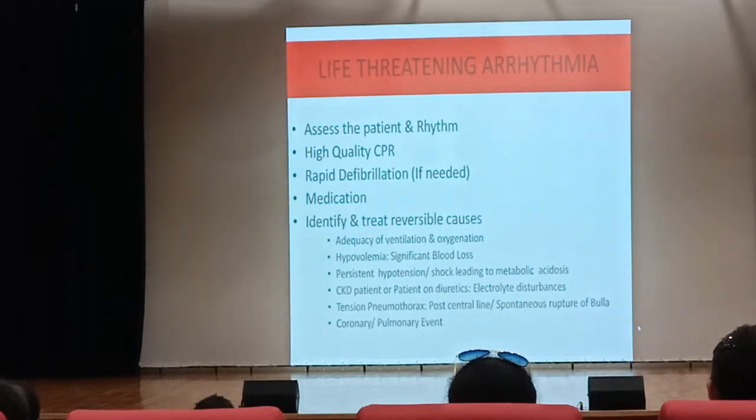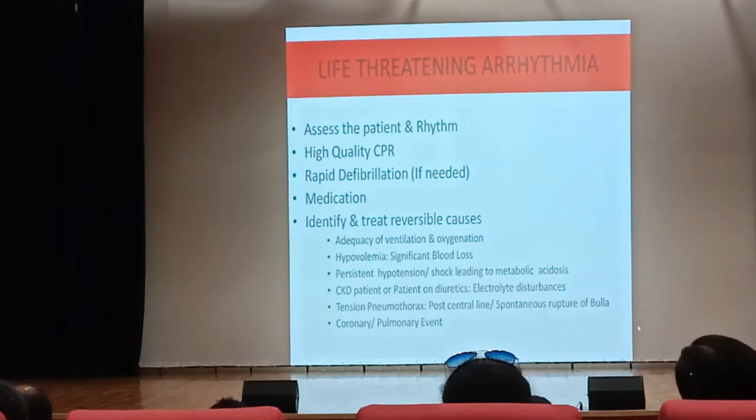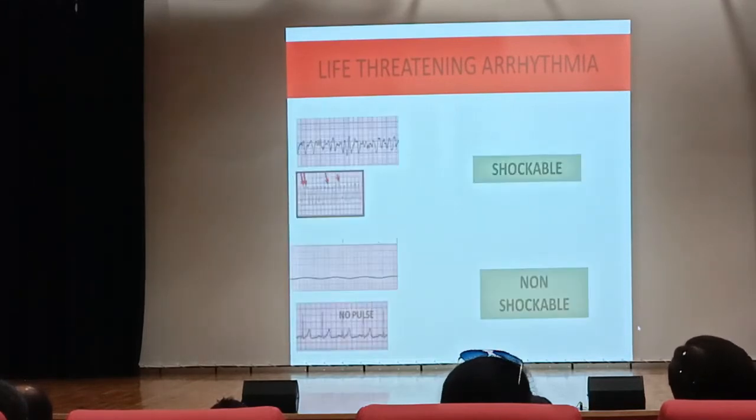So whenever you come across these patients, assess the patient. That's the rule of thumb. Assess the patient first. Identify the rhythm. Continue with high quality CPR. Rapid defibrillation if it's a shockable rhythm. Give medications as required, your adrenaline, or amiodarone if the ventricular fibrillation is persistent, and then look for reversible causes and treat them. Until you do, your patient will not be revived in spite of high quality CPR. So these two are shockable rhythms.